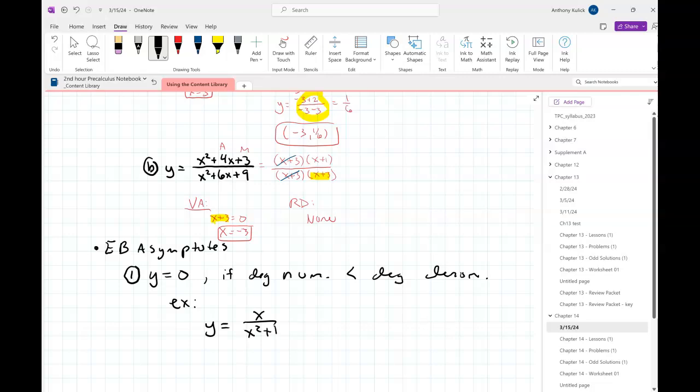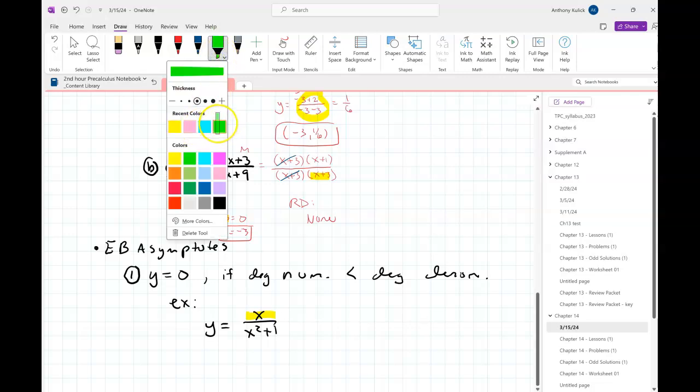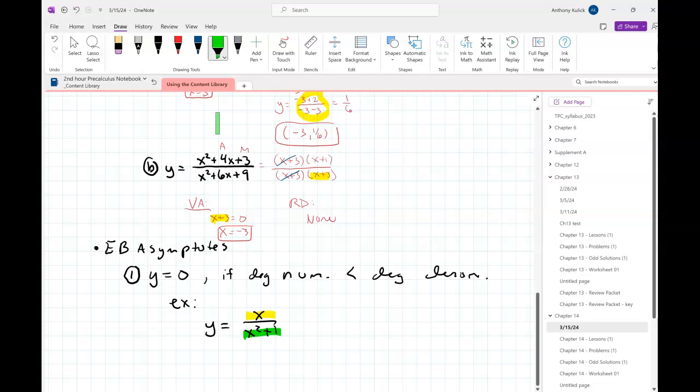So if I have the function y equals x over x squared plus 1, the degree in the numerator is 1, right? Because it's x to the first. The degree in the denominator is 2, because the biggest one is x squared. Since the degree of the numerator is less than the degree of the denominator, my end behavior asymptote is y equals 0. That's it. That's all I'm looking at. Feel good?